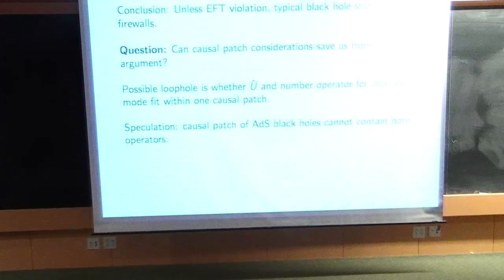But then you can see you don't really have a problem because this mode and its partner are localized on scales, that entanglement is on scales less than d. And so this number operator will actually commute with U, because they're space-like separated. So here's your big U out here. Here's your number operator for the infalling mode. And those operators will actually commute because they're space-like separated. All right, so let me emphasize, I've not really done this calculation yet. But I think there's at least an interesting question here.